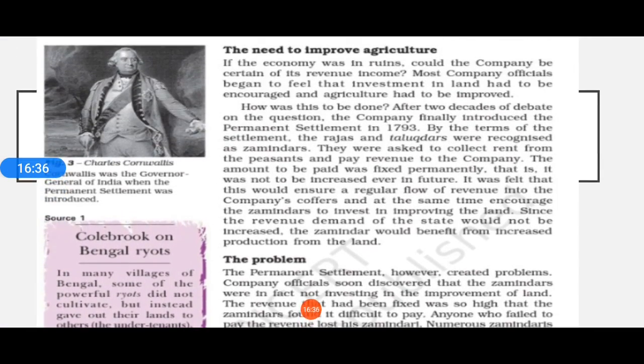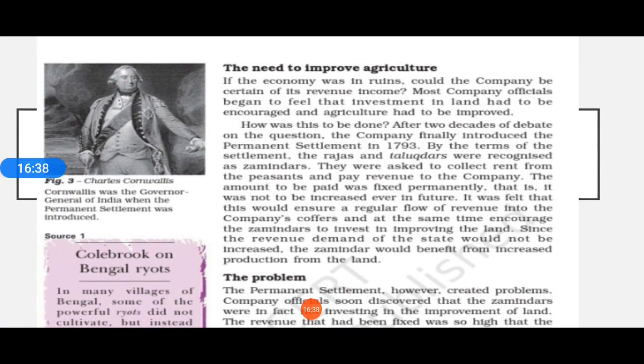Basically, zamindars were responsible for collecting the revenues and the rent from the peasants from their land, from various villages. So here the zamindar played a very important role, and they had to pay the revenues to the Britishers. Zamindars were collecting the rent, revenues and dues from the villages, and they were paying to the British company. Now the most important thing was that the amount which was to be collected was fixed permanently.